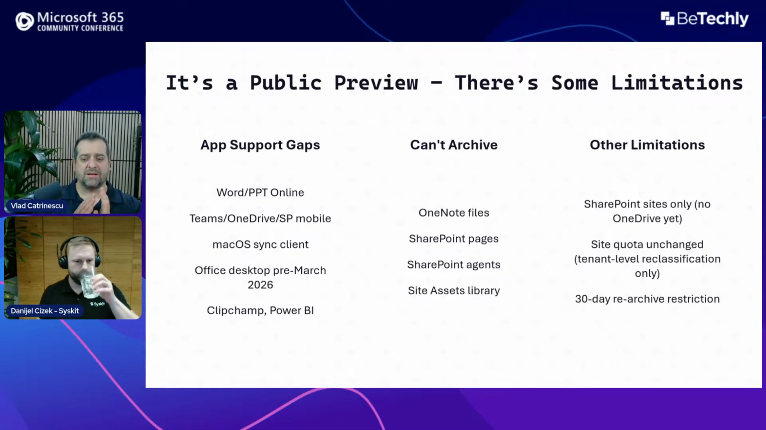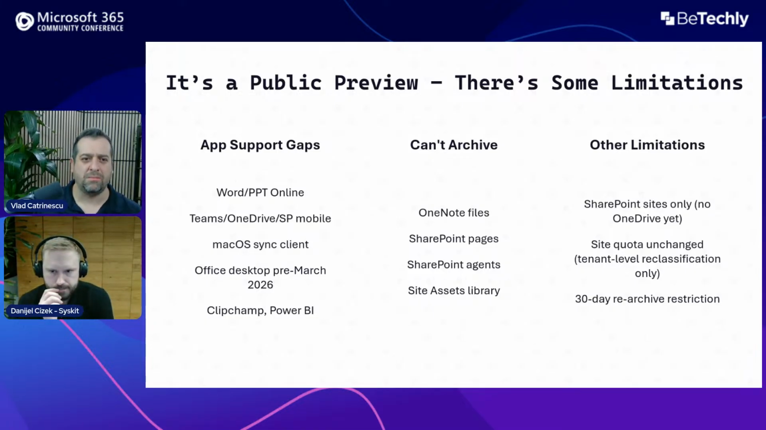So again, this is public preview. I think Microsoft said it will go live in July 2026, so it's only 3 small months. But this is the perfect time to start using it, start creating your strategy around it to be able to use it properly, if your company policy says you have to wait until GA. There are also a few things that you cannot archive today. You cannot archive OneNote files, SharePoint pages, SharePoint agents, and anything in the site assets library.